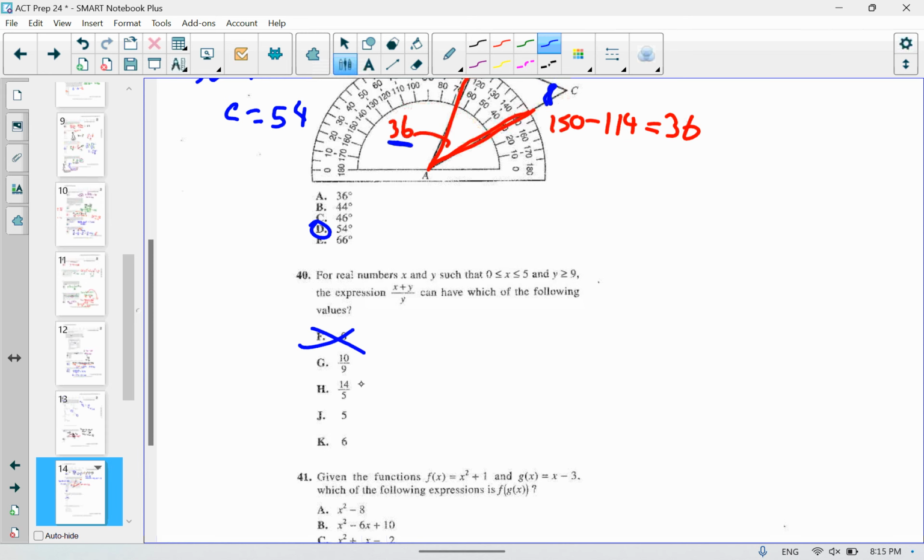14 over 9. That's not possible because the y is the bottom, which means y would have to equal 5 here, which means my x would have to equal 9, but it can't. So that's not even possible. Here, I never get high enough for either of those values. So this actually works. For example, if y equals 9 and x equals 1.